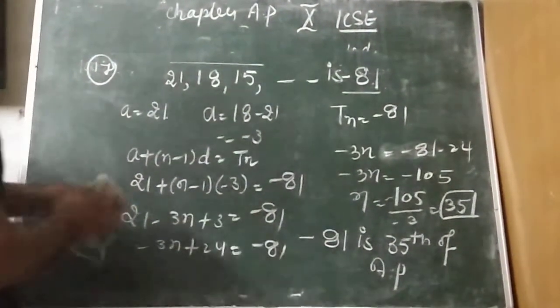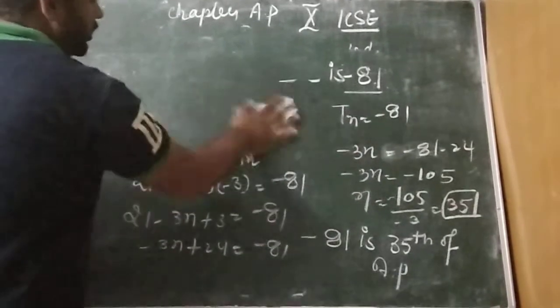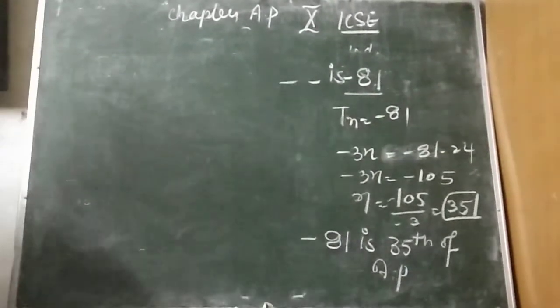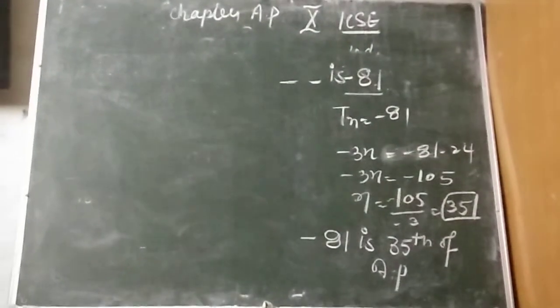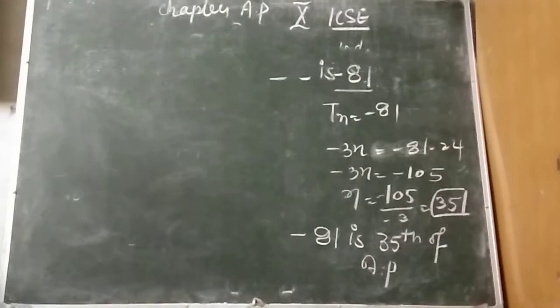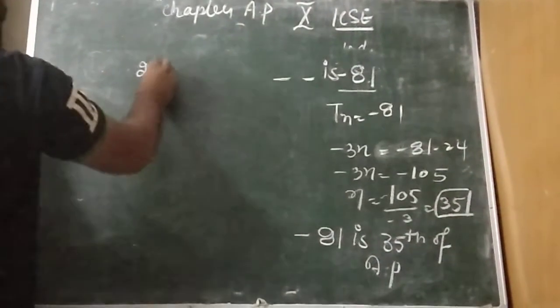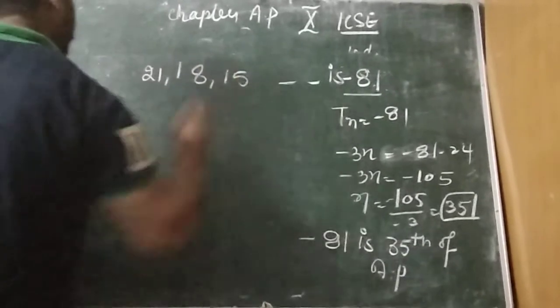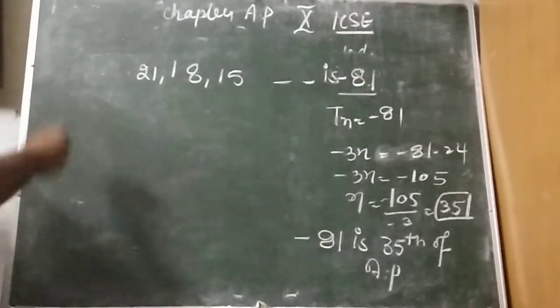So students, now we have to check, this is the continuing part of this question, whether 0 is a term of this sequence or not. That is, going ahead, decreasing, whether 0 will come or not, that we have to check.